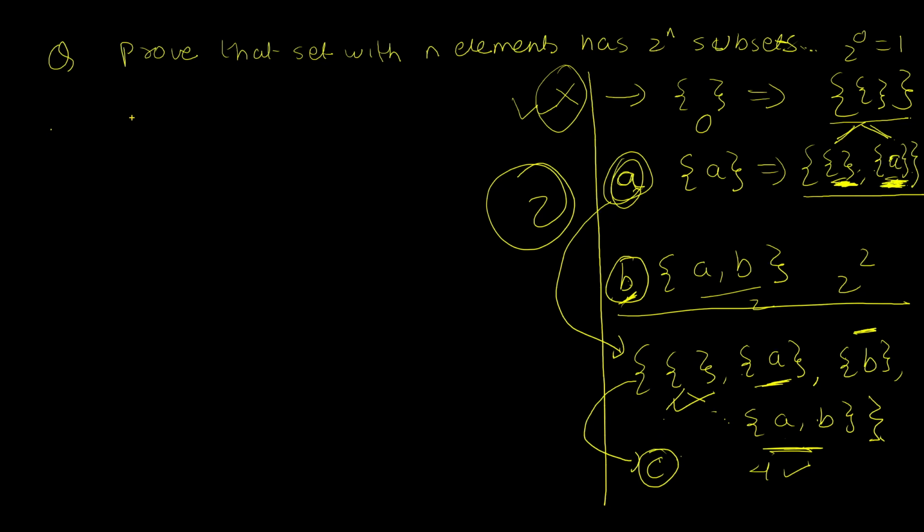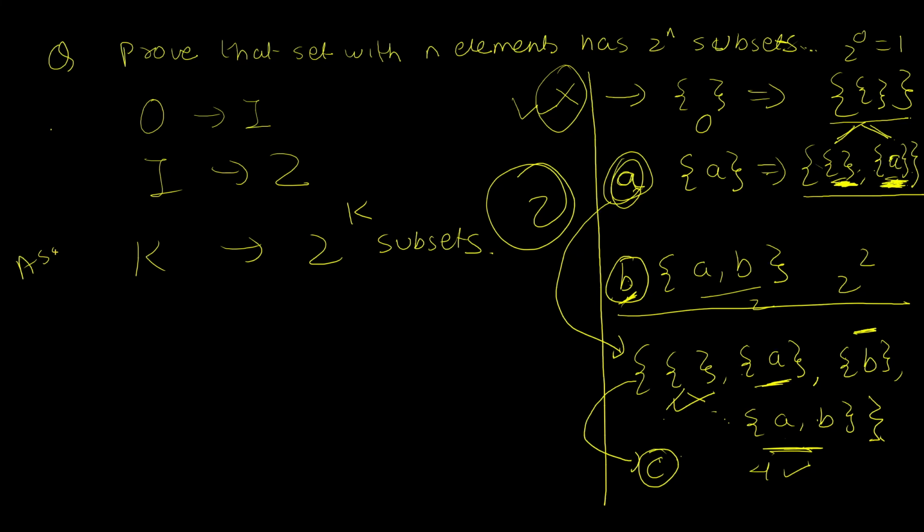We can start with a couple of basic steps. I can say that a set with 0 elements has 1 subset and the set with 1 element has 2 subsets, like we saw here. And then I can assume that a set with k elements has 2 to the power k subsets, and this will be my inductive premise and my assumption.